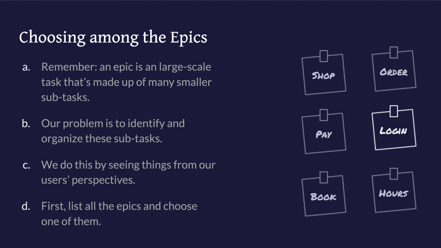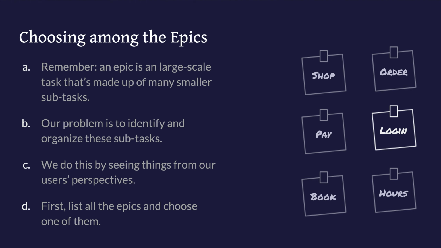They could shop or browse the menu. They could order. They could pay. They could log in so that their account is secure. They could book a table, or they could view the hours. So these are just some examples of what some larger scale stories might be.